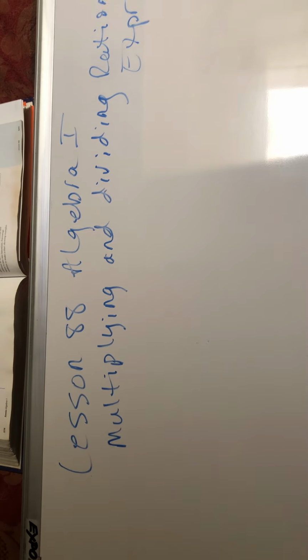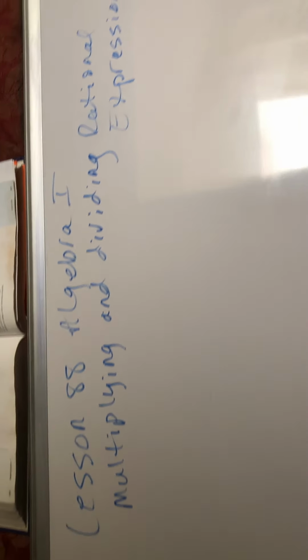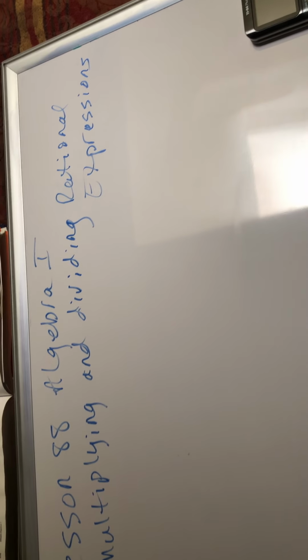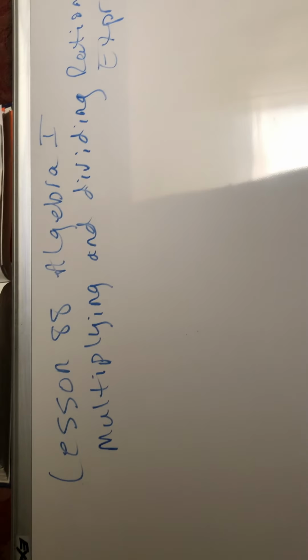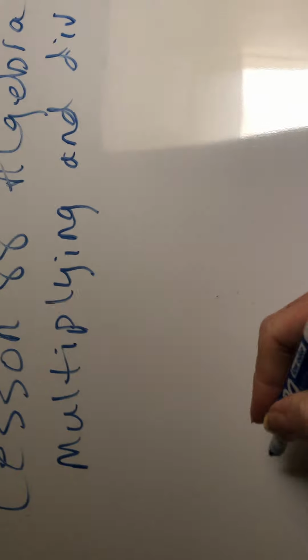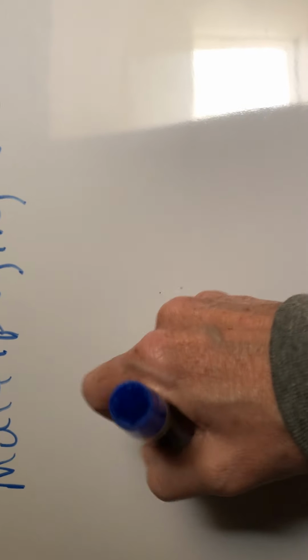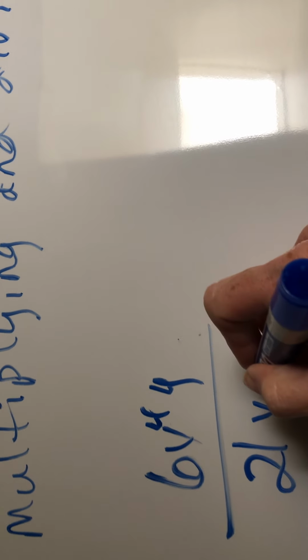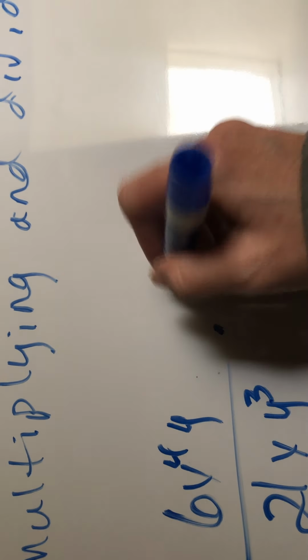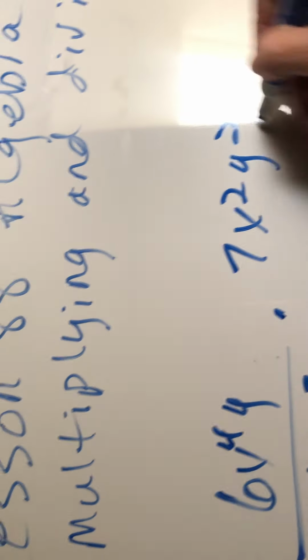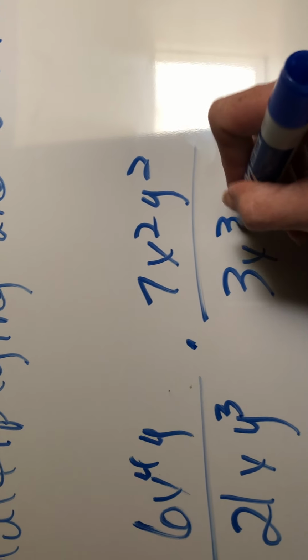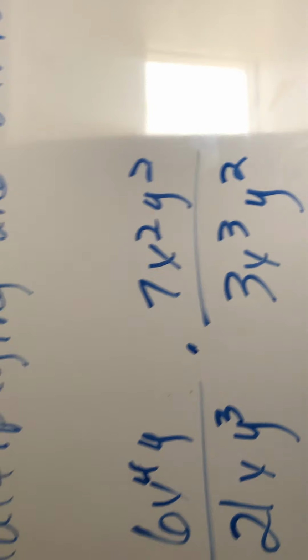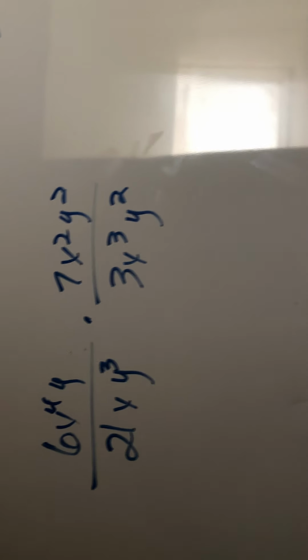These are notes for lesson 88 for Algebra 1, multiplying and dividing rational expressions. A rational expression is just a fraction with variables in it, like x, y, z. So you'd have something like 6x to the fourth y over 21x y cubed times 7x squared y squared over 3x cubed y squared. And you're just asked to multiply.